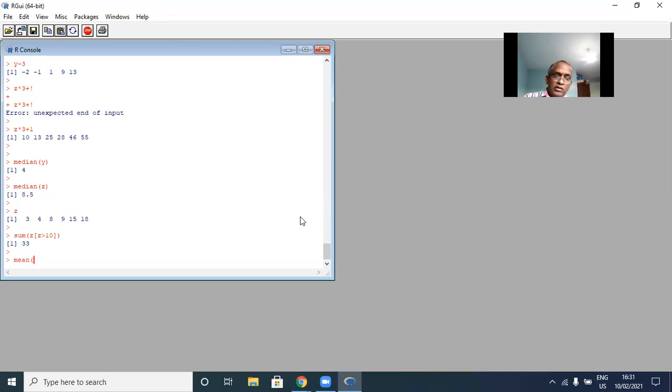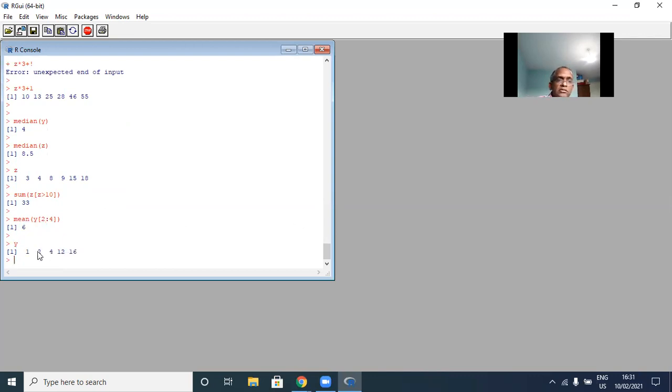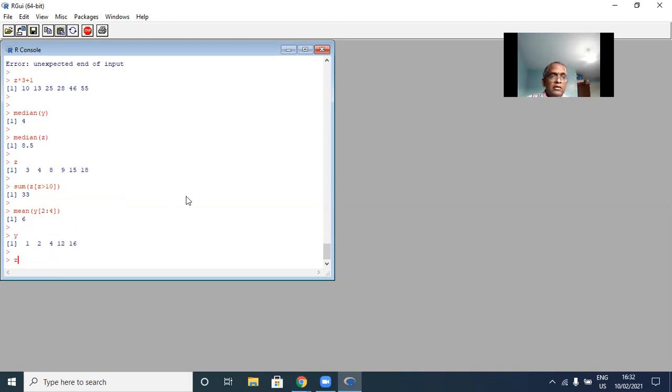Now the next thing is mean. Mean of the values in Y from the second position to the fourth position, that gives you 6. That's because of the following. You see, this is your vector Y. And the second data point is 2. The third is 4. The fourth is 12. So if you take the average of these 3 data points, you will get 6, right?